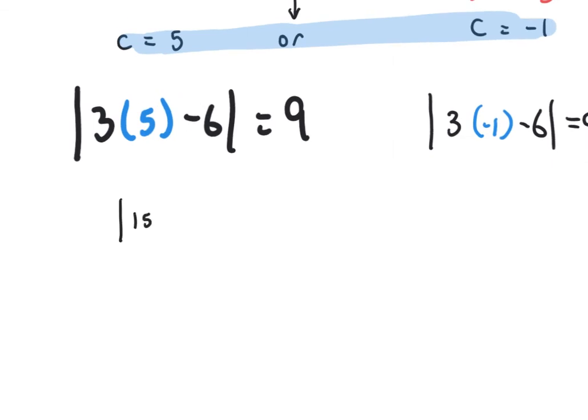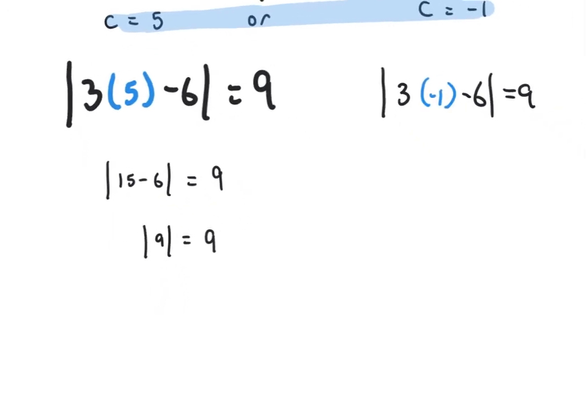3 times 5 is 15 minus 6 equals 9. Then 15 minus 6 is 9. Keep the absolute value. I haven't used it yet, and now I use it. And like Kleenex, I can throw it away. 9 is equal to 9. I've used it. Check. Now what about this one over here?